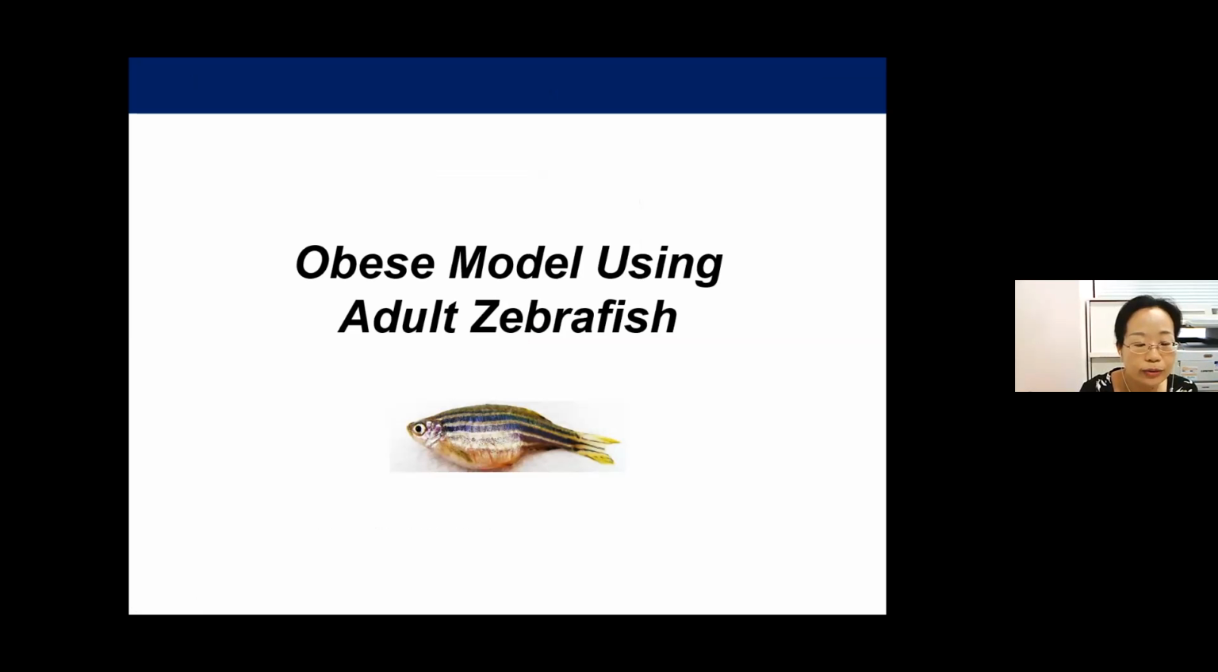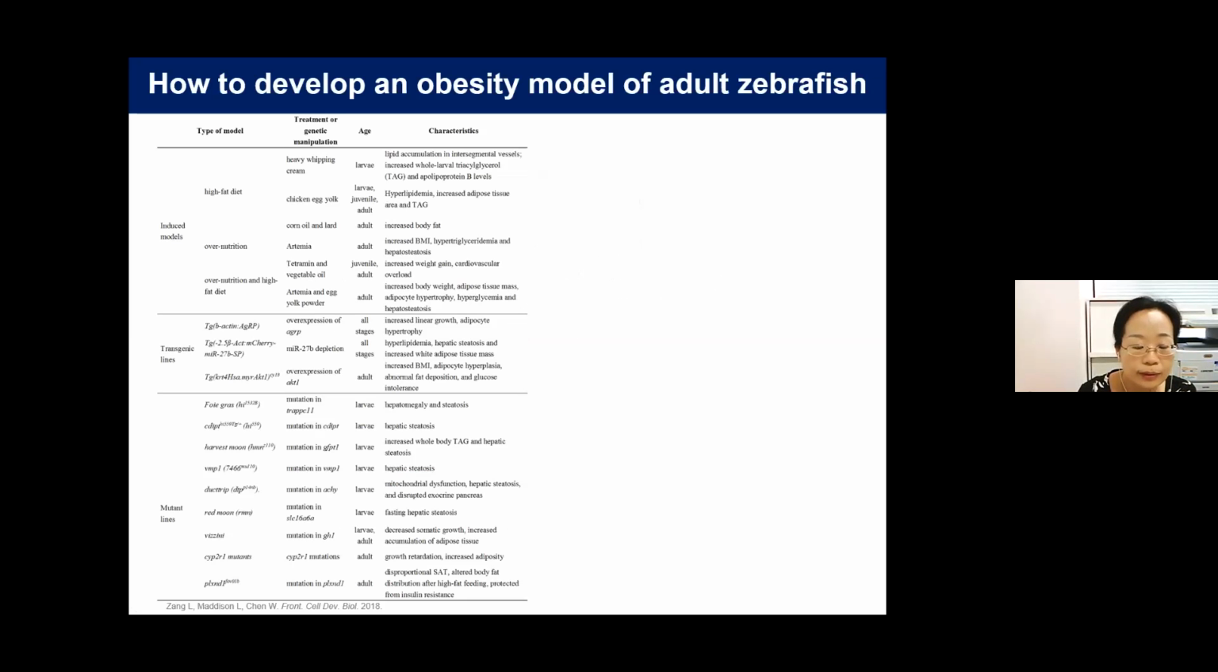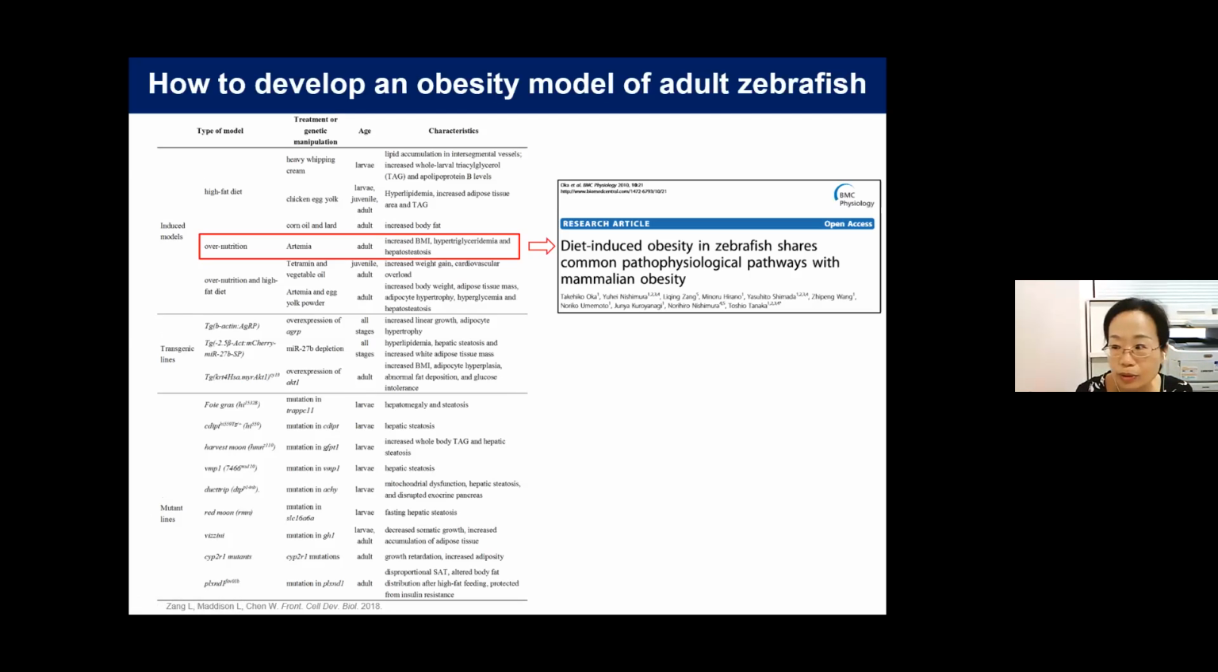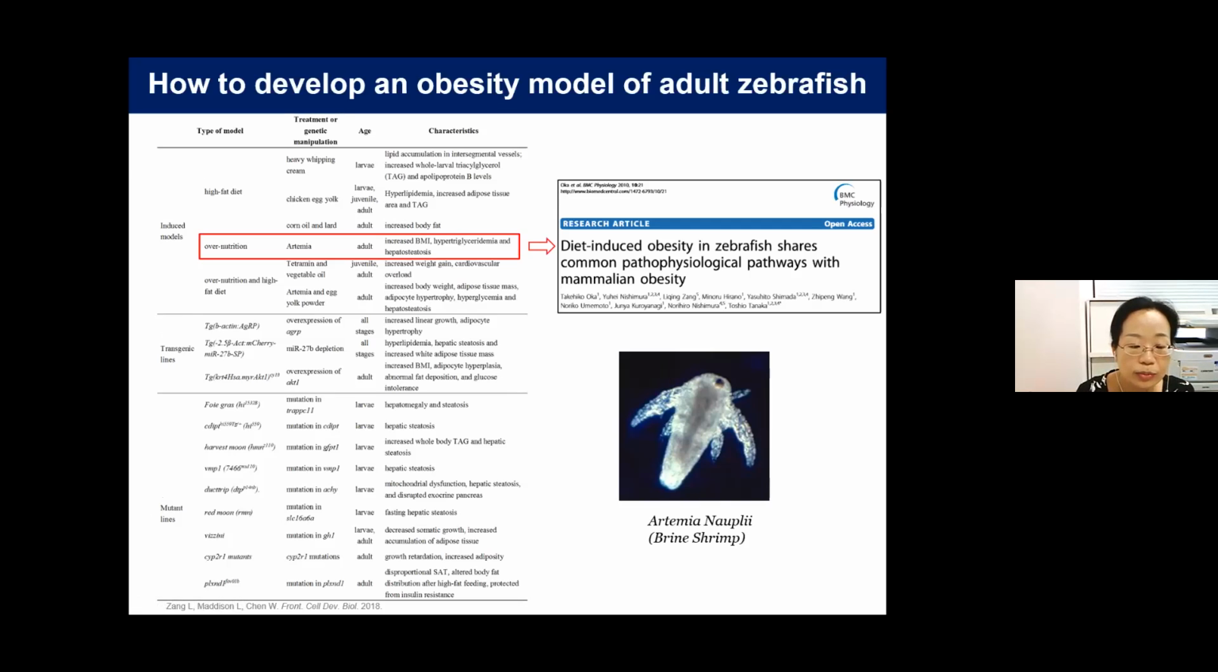Next, I will show you how to develop an obese model using adult zebrafish. There are 3 approaches to develop an obesity model, including induced models, transgenic lines, and mutant lines. The simplest approach, and the closest to human obesity etiology, is overnutrition. This report is our obesity model published in 2010. We created an obesity model by overfeeding Artemia, which is an easily accessible food normally used in zebrafish facilities worldwide.